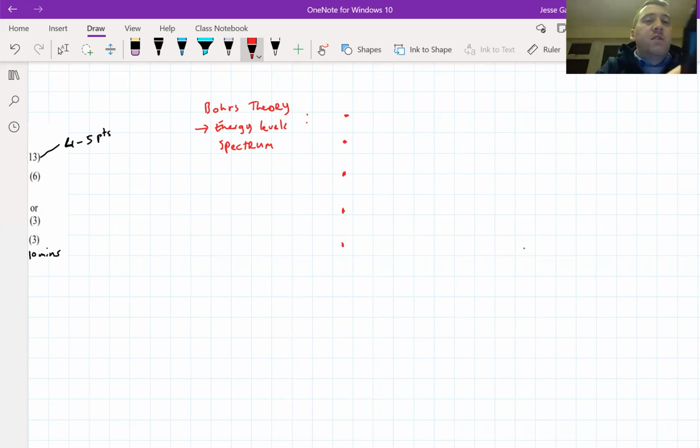Okay, you should only be watching the video if you've written down 4 to 5 points here. So we begin by saying that in an atom, electrons are normally found in the ground state. Electrons are usually in the ground state, but they don't always stay there. Sometimes they can jump.